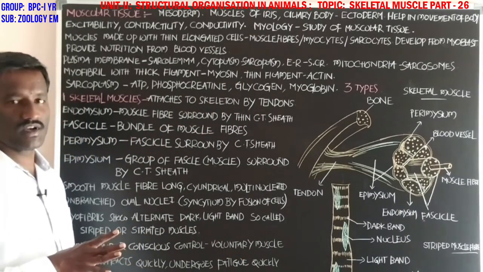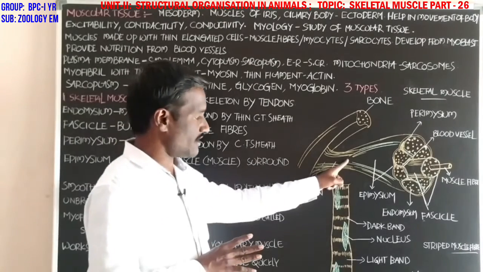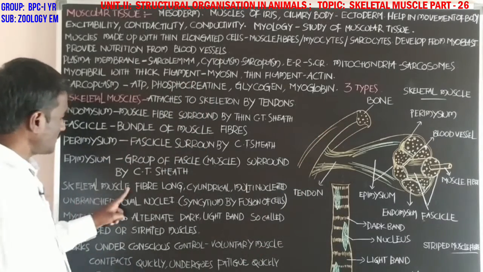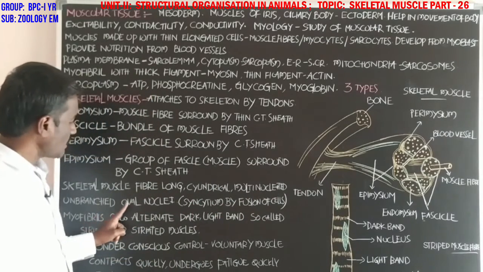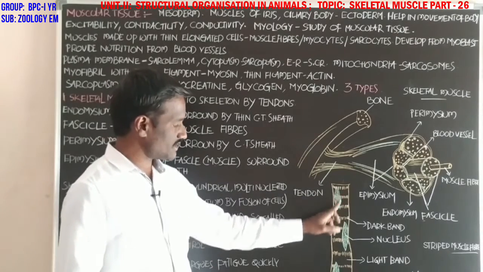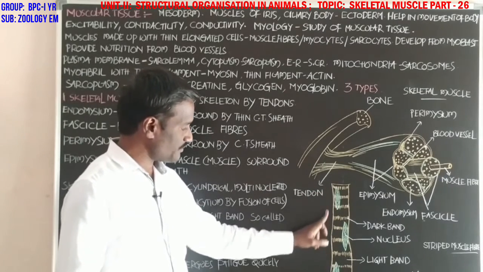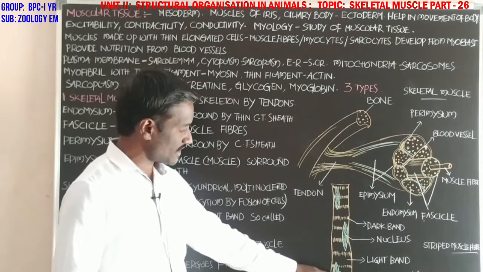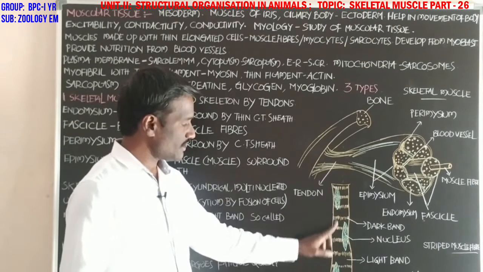Student, it runs backwards and forms the tendon, which is connected with the bone. Students, skeletal muscle fiber: long, cylindrical, multinucleated, unbranched, oval nuclei. Skeletal muscle fiber is long and cylindrical in shape, and multinucleated: one nucleus, another nucleus, and a third nucleus. This skeletal muscle fiber shows three nuclei.